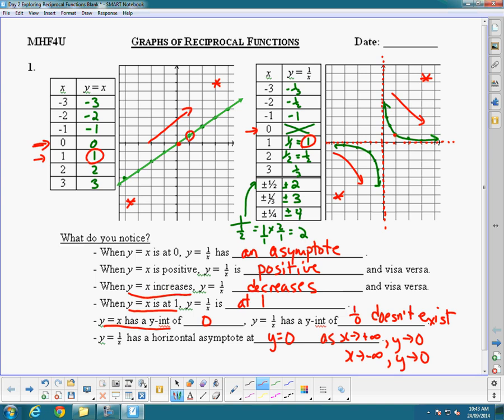So it's interesting. We have a couple of these things that we've noticed. Let's see if these patterns hold true when we look at the second one.